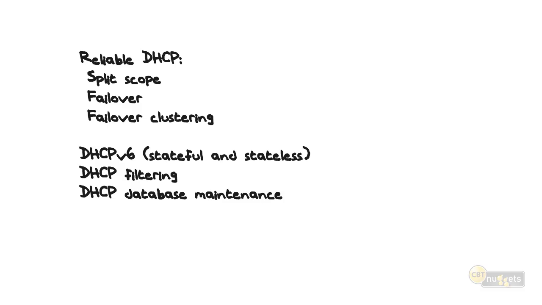So here's what we covered. We looked at some of the ways to make DHCP more reliable. We talked about how to set up a split scope. We looked at the new failover option, and we talked about failover clustering. The real thing to take away from this is the different levels of reliability that each of those options presents and the different things that are involved in their setup.